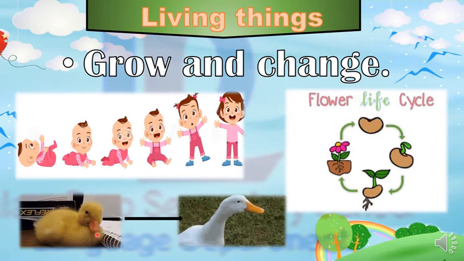Also the animals. This is a small duck. We call it a duckling. So it grows and changes to become a duck. So the animals grow and change because they are living things. Living things grow and change.